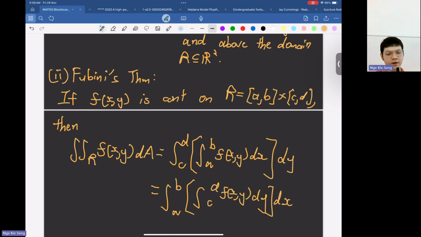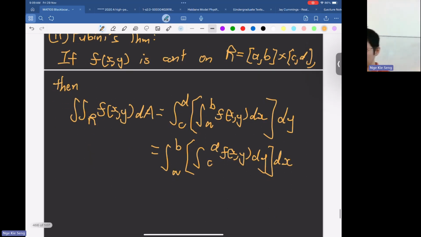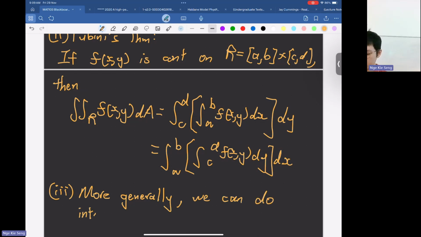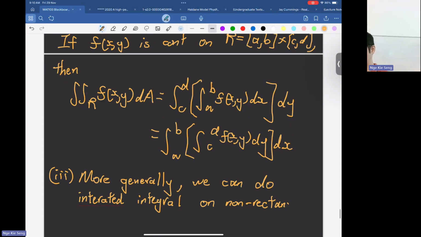Okay, so this only works for a rectangle, but the last part where we stopped was on a general region. So we can change it to a general region instead. More generally, we can do iterated integrals on a non-rectangular domain.